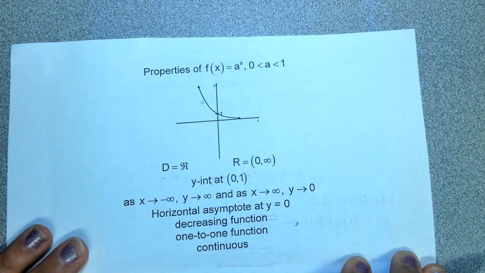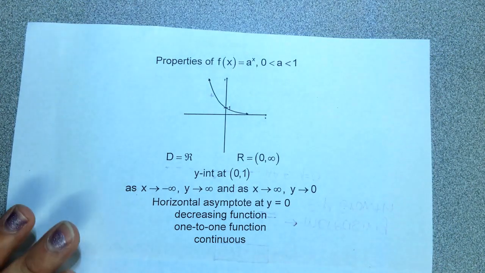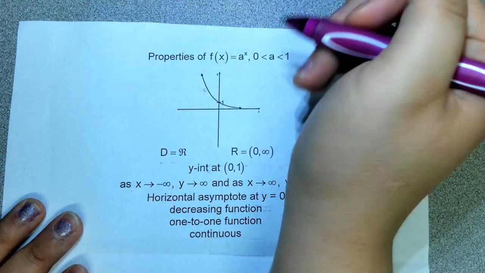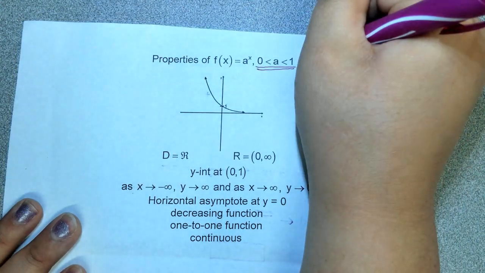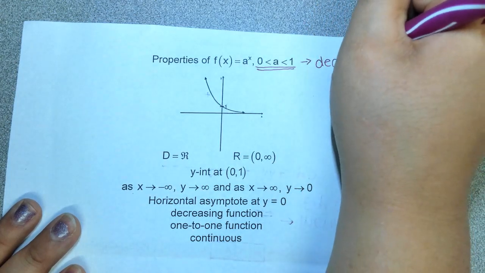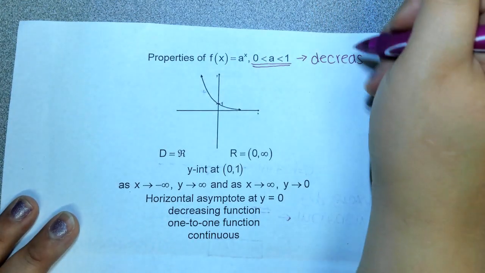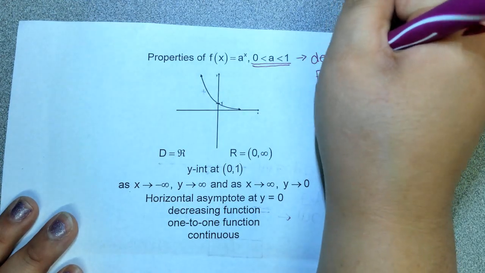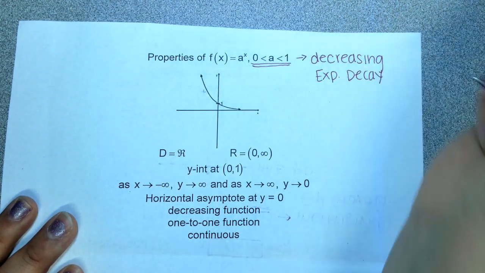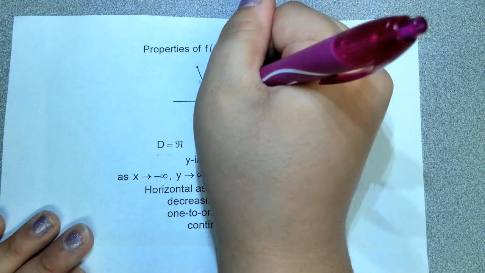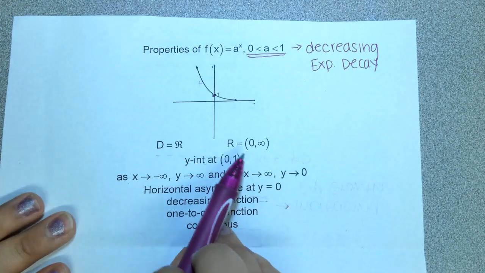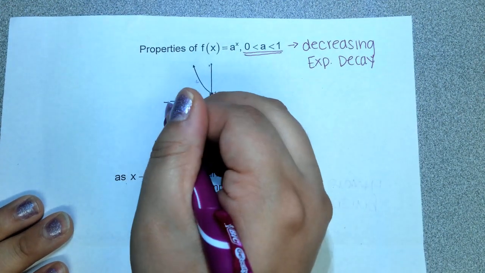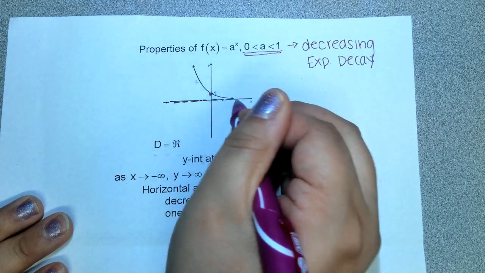All right, flip your paper over. What's different about this function? It's exponential decay because your a would be between 0 and 1. So this is going to cause your graph to decrease, or it is decreasing, and it is exponential decay. The domain is still all real numbers. The range is still, even though it's decay, it's still above my x-axis, so please still draw the horizontal asymptote.